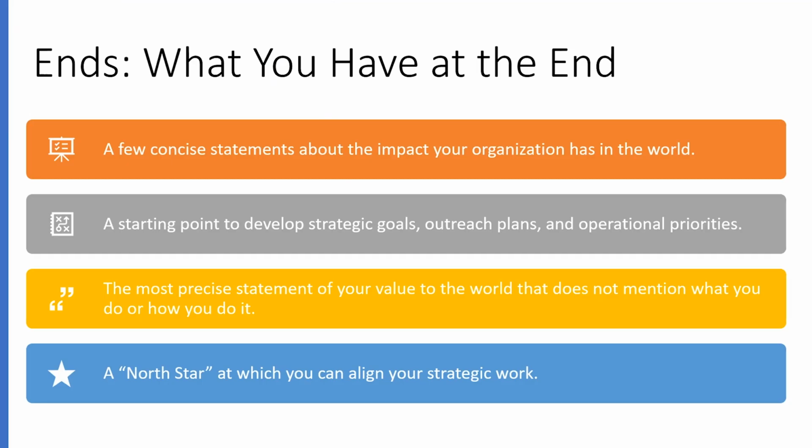So at the end of your ends, you will have a few concise statements about the impact your organization has in the world. You're going to have a starting point to develop strategic goals, outreach plans, and operational priorities. And you're going to have the most precise set of statements of your value to the world that doesn't mention what you do or how you do it. It's a very powerful tool.